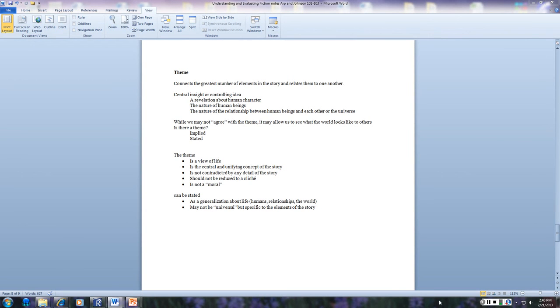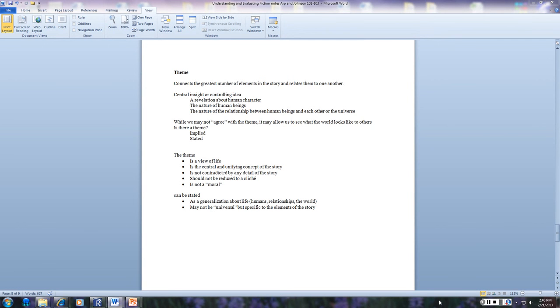If we have a theme, it should be a view of life. It should be the central and unifying concept of the story. It should not be contradicted by anything within the story. You should not reduce it to a cliche. Don't judge a book by its cover. And it is not a moral. It's not a lesson necessarily that we take away from it.